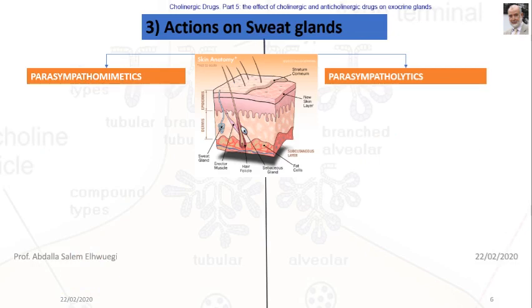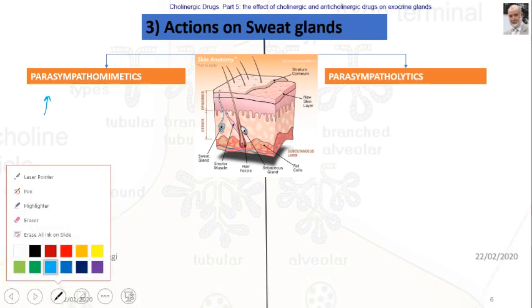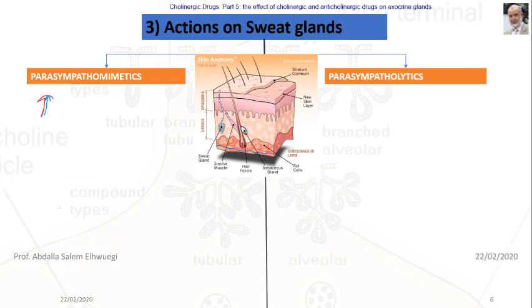Okay. Next, we'll talk about the effect of these drugs on the sweat glands. As you know, sweat glands have the function of decreasing body temperature. Sweating itself will decrease body temperature through the evaporation of the sweat and cooling of the skin, and therefore decreasing body temperature. Parasympathomimetics, as we have said, increase excretion of all exocrine glands, including sweating. So they increase sweating.